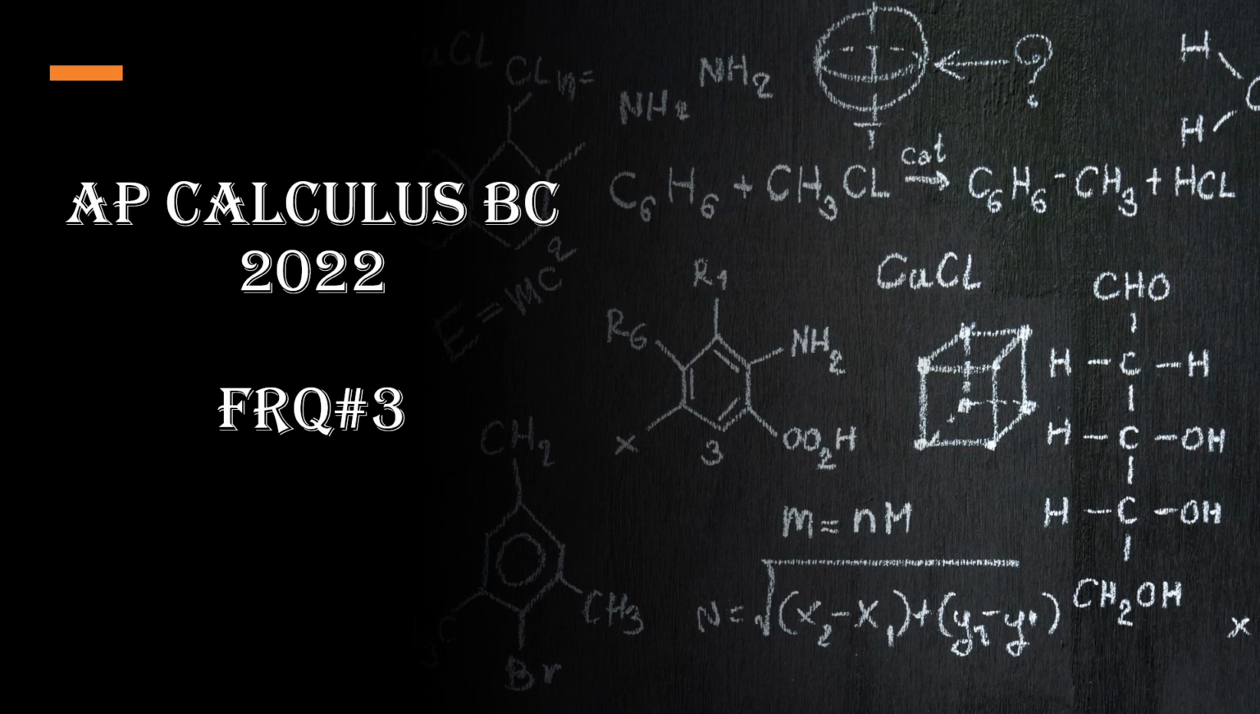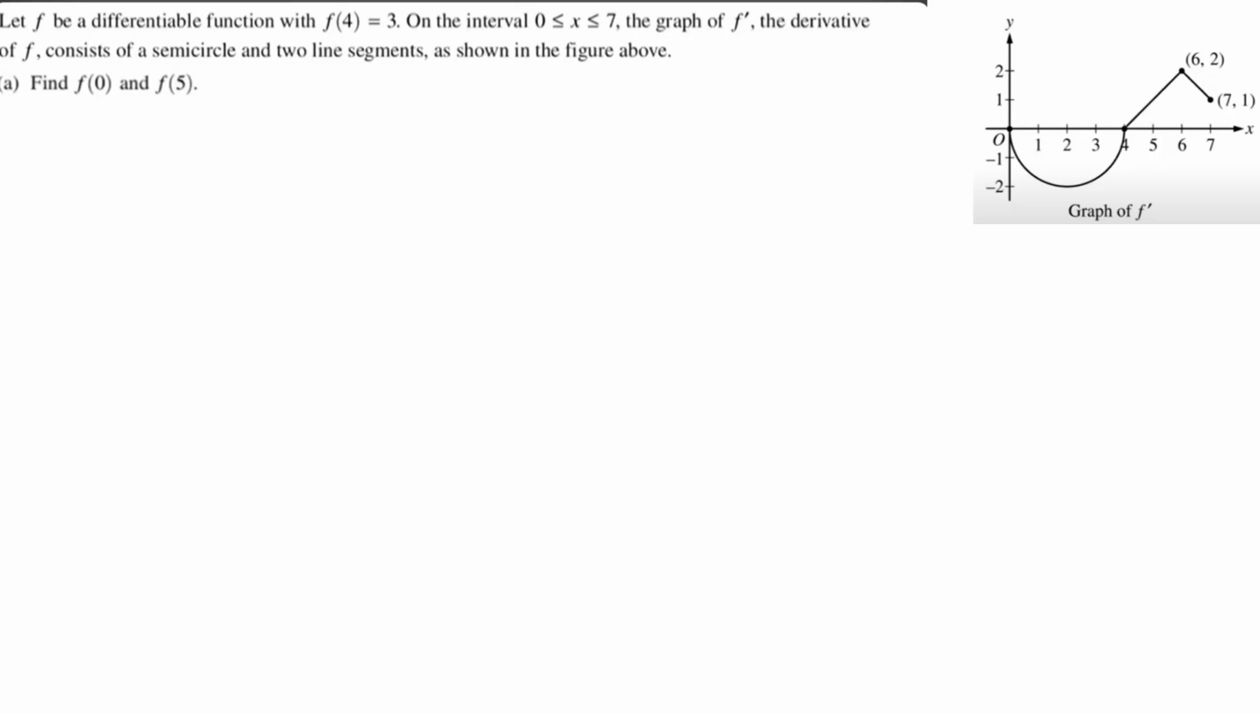Let's check how we can solve the free response question, year 2022, number 3. Here is the question: let f be a differentiable function with f of 4 equals 3 on the interval 0 to 7. The graph of f prime, that means the derivative of f, consists of a semicircle and two line segments as shown in the figure. Find f of 0 and f of 5.